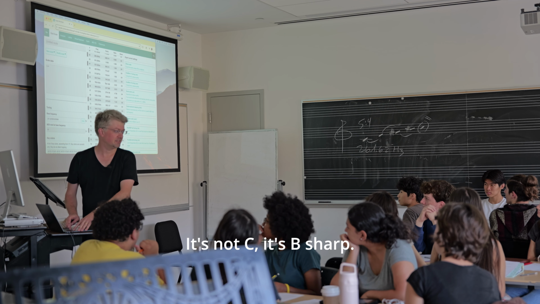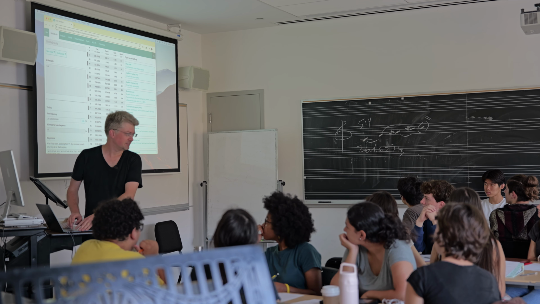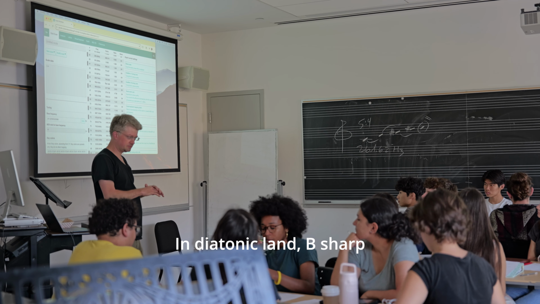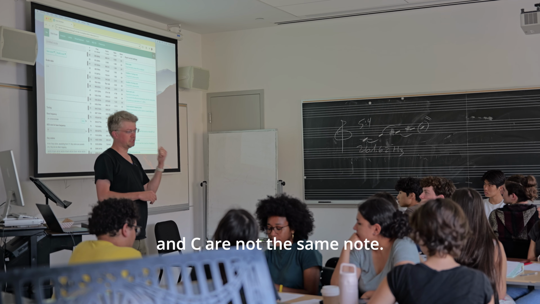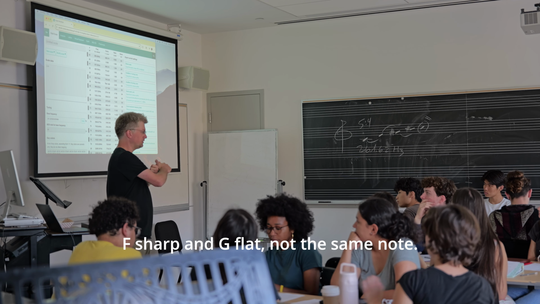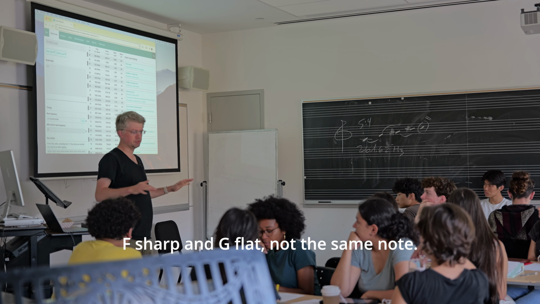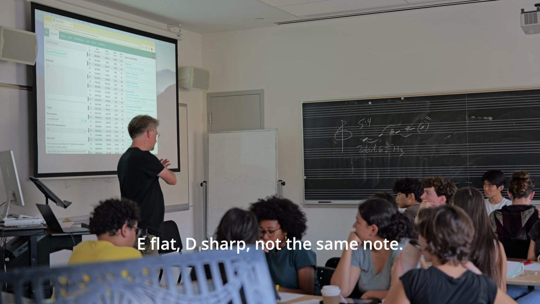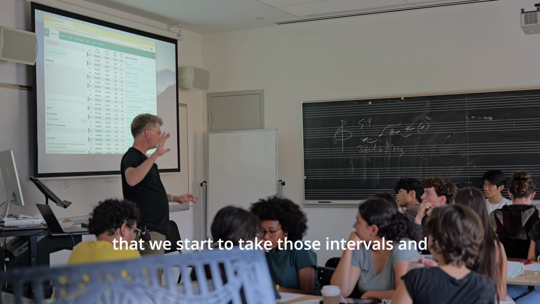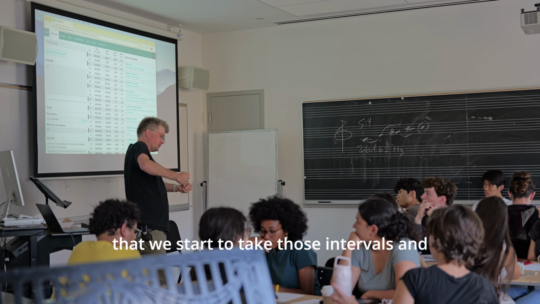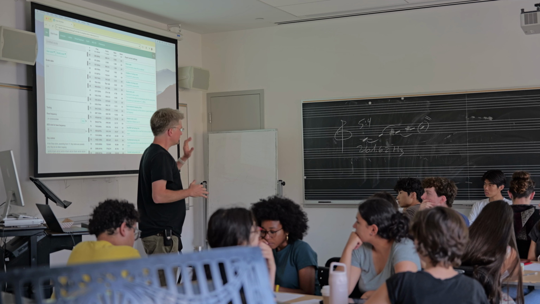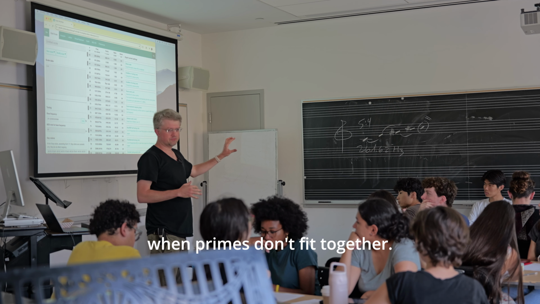It's not C, it's B sharp. In diatonic land, B sharp and C are not the same note. F sharp and G flat, not the same note. E flat, D sharp, not the same note. It's not until we get to chromatic music that we start to take those intervals and stretch them a little bit to make that work. So this is what I mean when primes don't fit together.